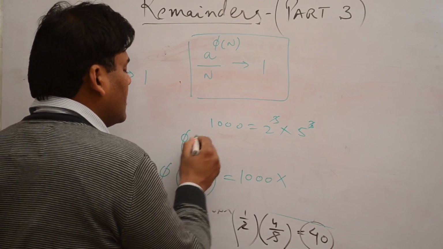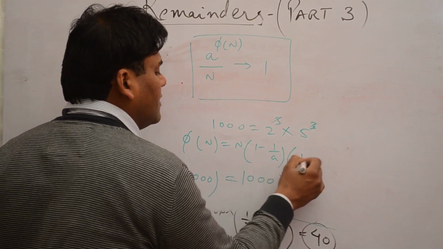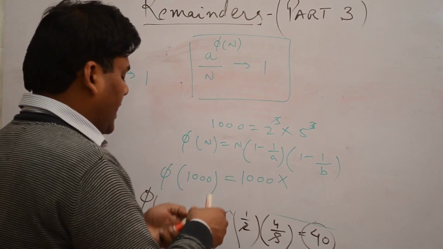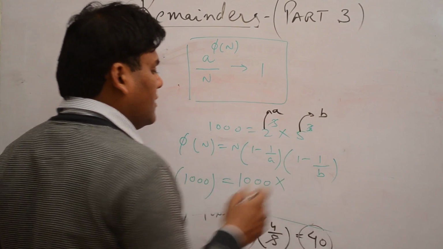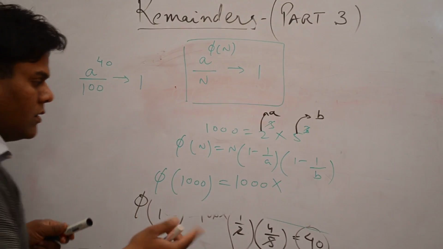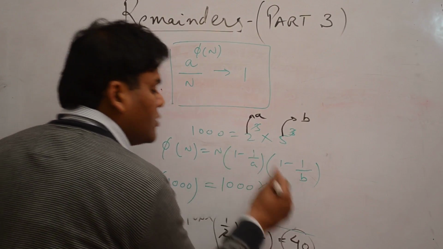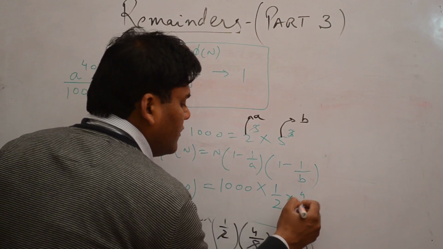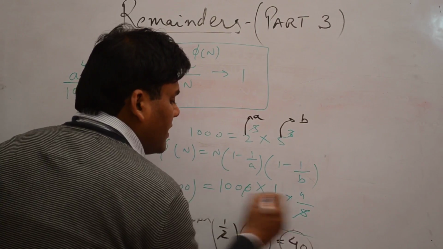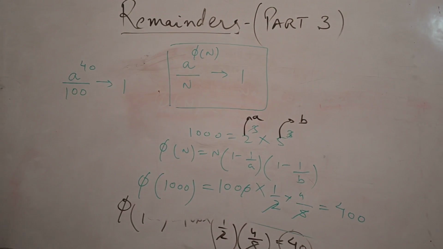It says number multiplied by 1 minus the prime factors. And what are the prime factors? This is the first prime factor, this is the next prime factor. So the powers are not playing any role. So 1000 into 1 minus 1 by 2, which gives you 1 by 2, 1 minus 1 by 5, which gives you 4 by 5. So this waves off and you are left with 400. So that means Euler number of 1000 is 400.